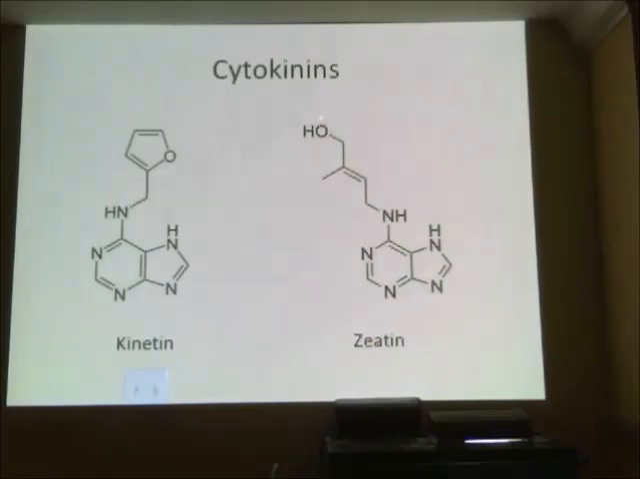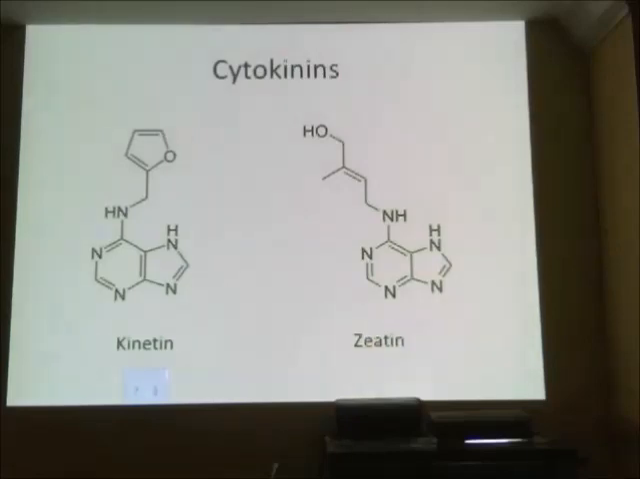And this compound here has a hydroxy group on this ring, and there's a double bond in here, and this is an aliphatic four-carbon chain, a butenyl group that is attached at this position here. So these compounds are the cytokinins. The first one that was isolated and for which the structure was determined was kinetin.